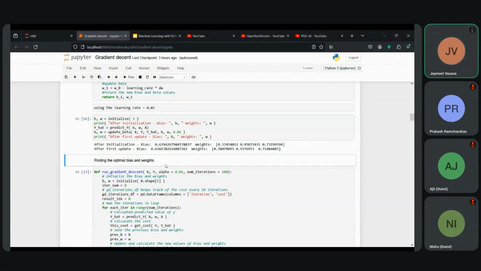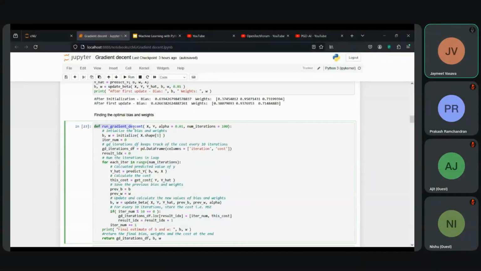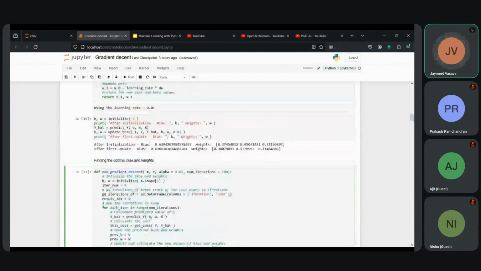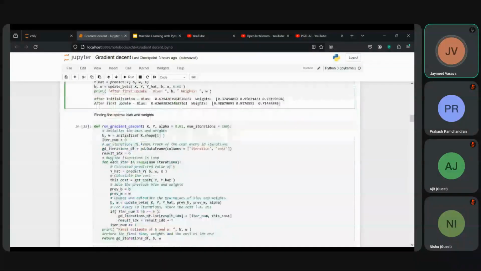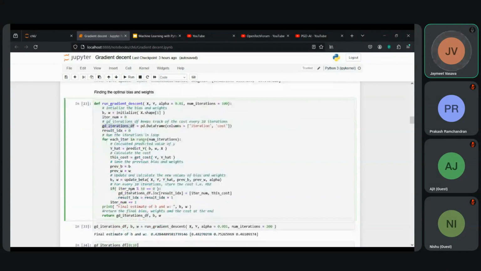Finding the optimal bias and the weights. We defined the run gradient descent, which invoked a lot of methods like initialize, get cost, update beta, all of them that we used before under this method as well. We also made a data frame to keep track of every 10 iterations cost, which is mean squared error, to be stored.